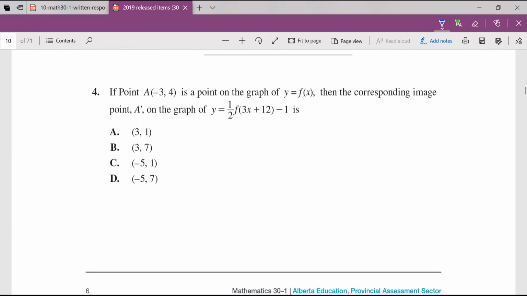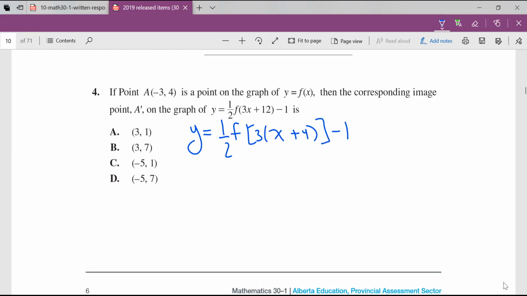All right, we got another one. The point A is on the graph of y equals f at x. The corresponding image point, A prime, is on the graph of y is equal to all this other stuff, right? Okay, so first thing I'm going to do is I'm going to factor, right? If I'm not factoring, that's a problem.